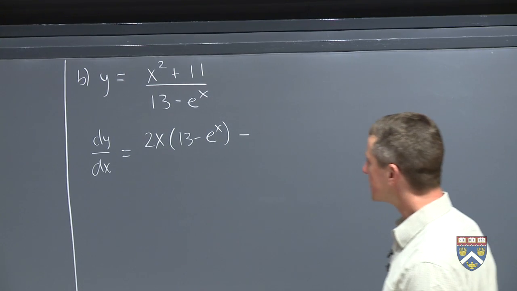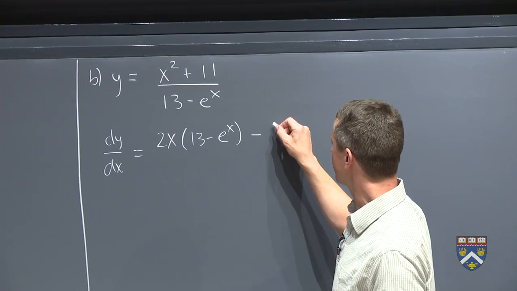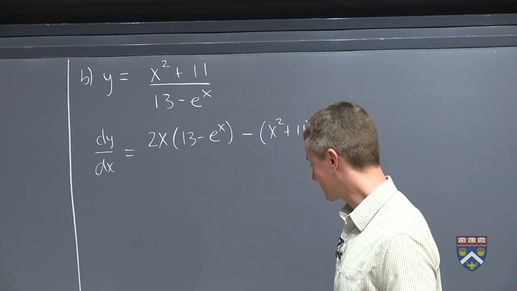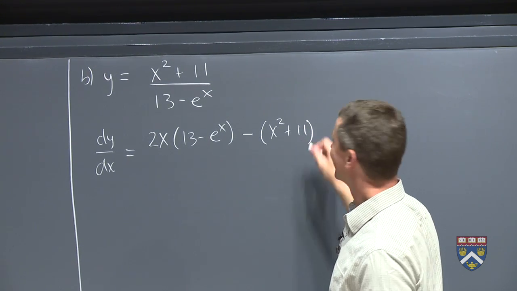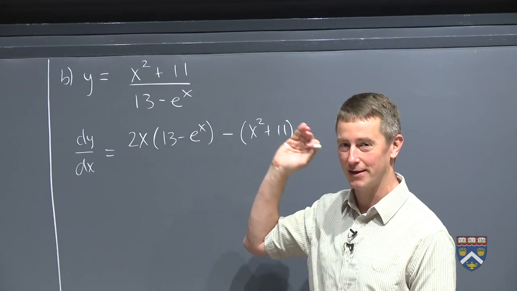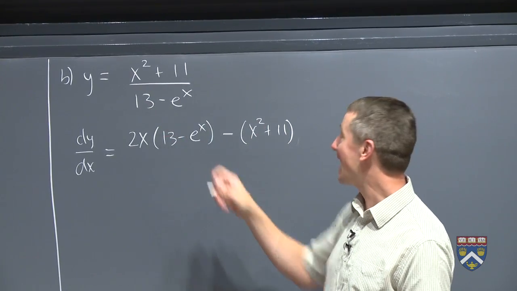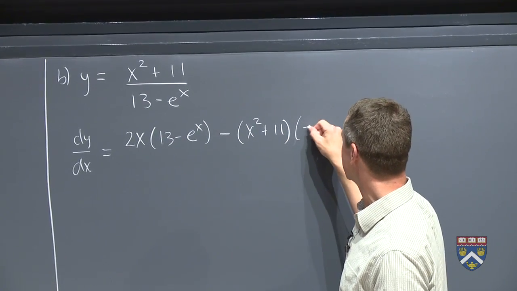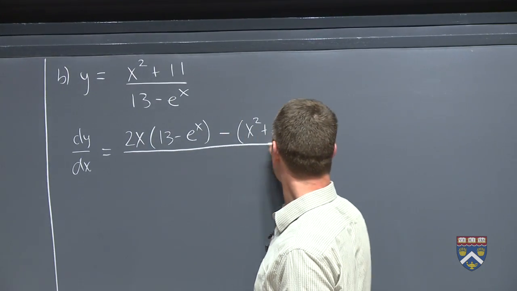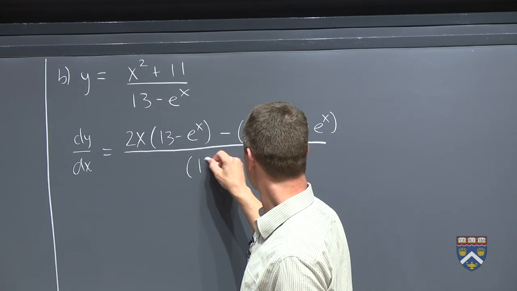Minus, now it says we leave the top alone, that's f, x squared plus 11. And now we take the derivative of the bottom. 13 is a constant, so its derivative is what? 0. And we have negative e to the x, so its derivative is negative e to the x, all over the denominator squared.